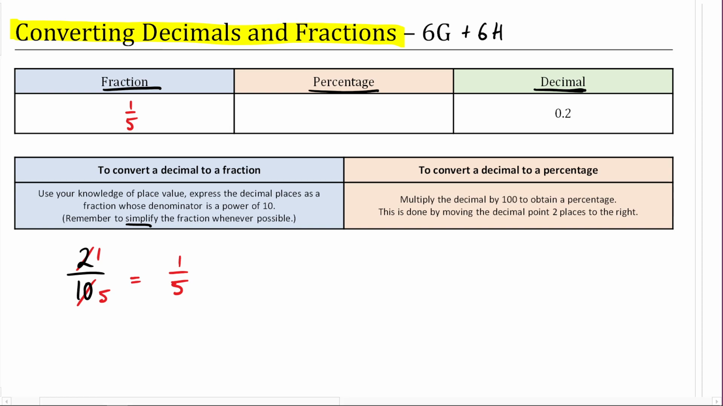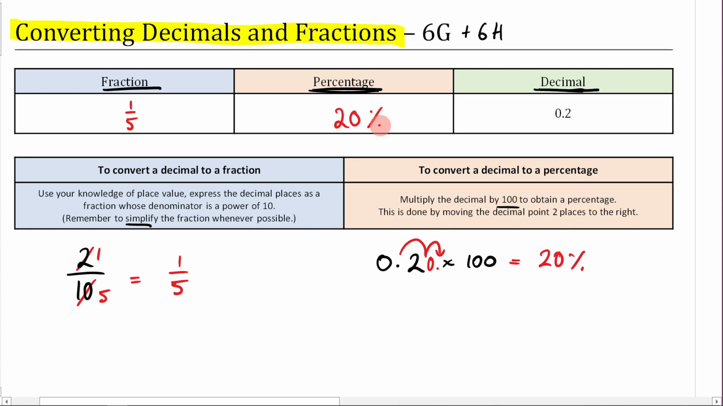Now, if I want to take a decimal and turn it into a percentage, we follow these instructions. To convert a decimal to a percentage, multiply the decimal by 100 to obtain a percentage. This is done by moving the decimal point 2 places to the right. So I'm going to take my decimal, 0.2, and times it by 100. And we know that the effect of timesing something by 100 is moving the decimal place once, twice to the right. So that means now I'm going to end up with 20%. And that is how you go from a decimal to a percentage and a decimal to a fraction.